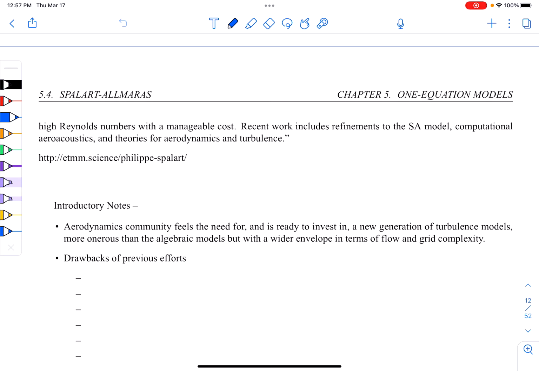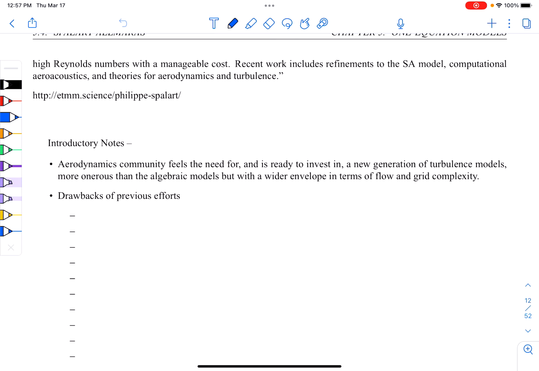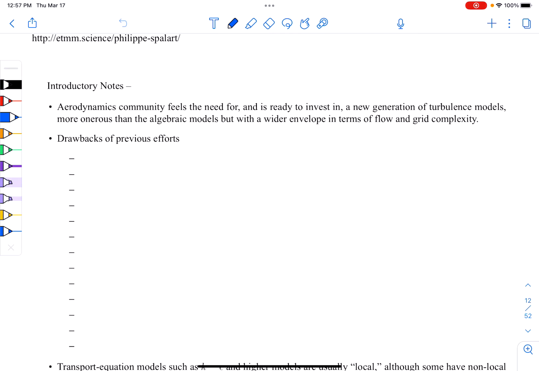Let's look at some of the notes, kind of mixed notes from papers and things. Some of this is motivational, like why would you create a new model? There are a lot of reasons, and we'll note some of them first. First of all, in the AIAA and the whole aerospace community, there was a need for, and I guess funds to invest in, a new generation of turbulence models, mainly one equation and two equation approaches. And one of the problems with the previous models we looked at is they really depend on having orthogonal grids or structured grids.